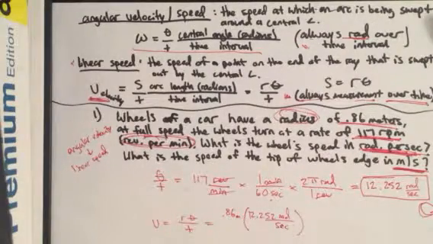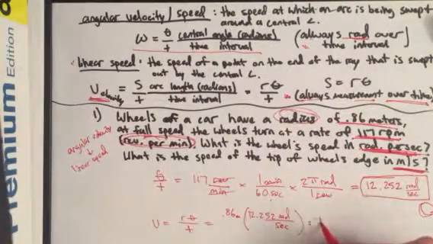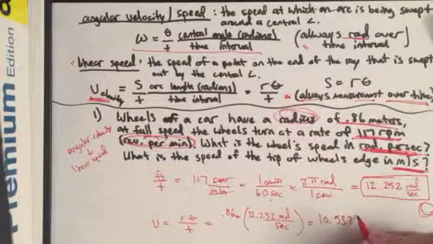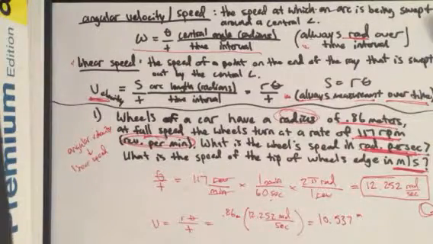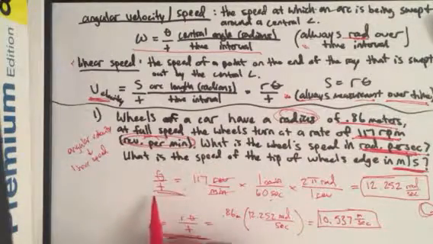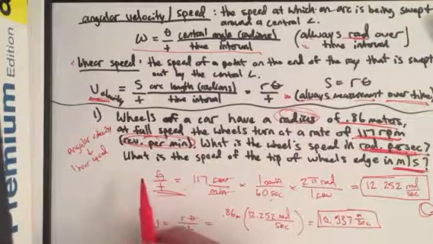Then we're going to just multiply that out, and you're going to get, rounded, 10.537 meters per second. And that will be your answer right there, ladies and gentlemen. That is your linear speed, and then your angular speed, or angular velocity.